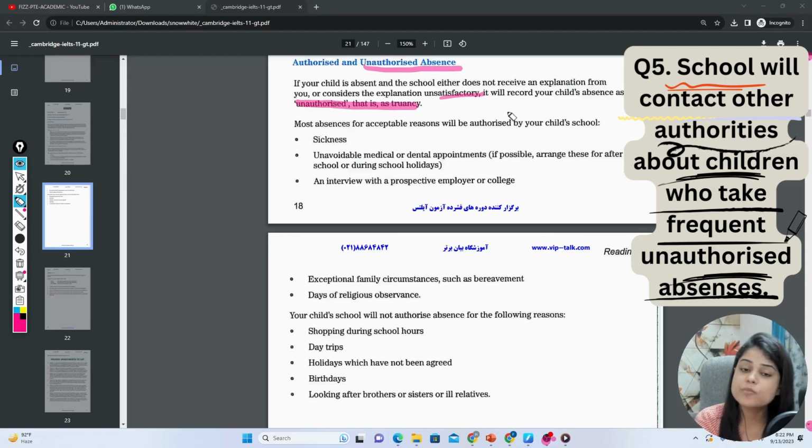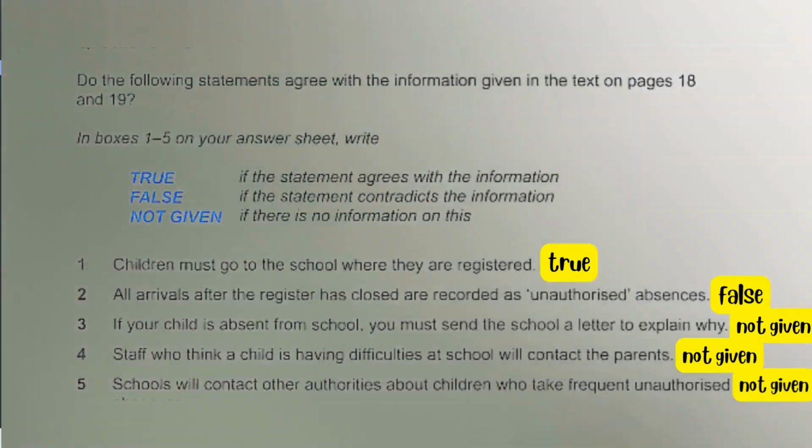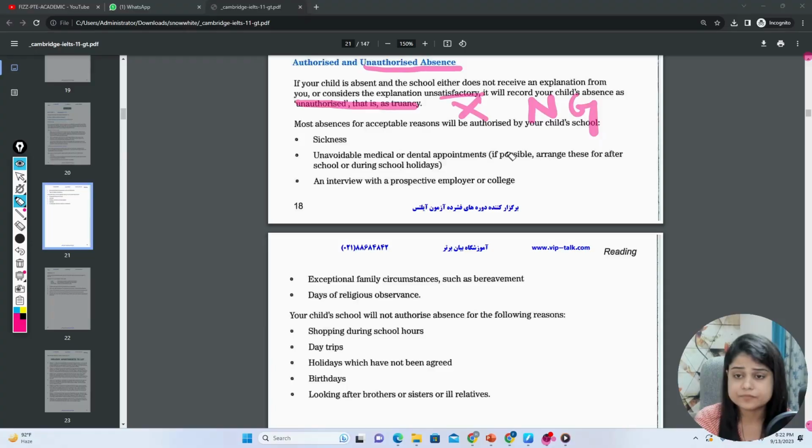ओके, बट यहाँ पर क्वेश्चन में क्या पूछा गया था? क्वेश्चन में पूछा है स्कूल विल कॉन्टैक्ट अदर अथॉरिटीज अबाउट चिल्ड्रेन हु टेक फ्रीक्वेंट अनऑथराइज्ड एब्सेंस. आर दे टॉकिंग एनीथिंग अबाउट अदर अथॉरिटीज? No, there is no information about that, so you will write not given again. It is very easy. In the last questions also you can see staff was not there, letter was not there, here other authorities are not there. So if that particular information related to the question is not given, then you will directly write not given.